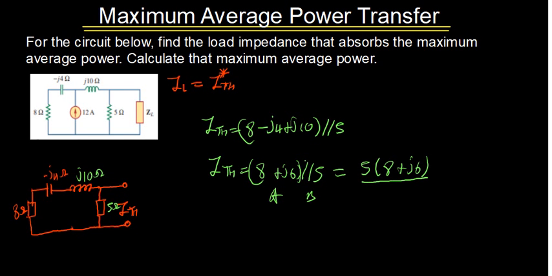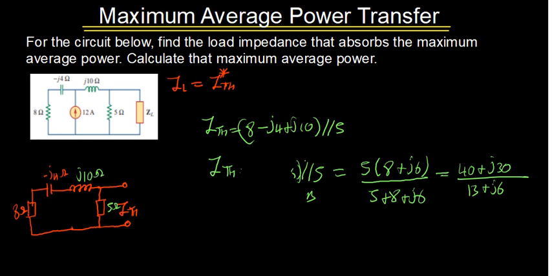Divide by what? Divide by the 5 plus the 8 plus j6. So 5 by 8 gives us 40, plus 5 by 6, that will give us 30. So it will be j30 there, divided by 5 plus 8, that will give us 13, plus j6.